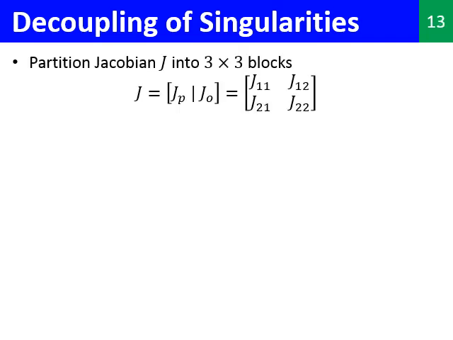Let's partition the Jacobian matrix into 3 by 3 blocks, and the left half you would call JP, where P is for position, and the right half JO, where O is orientation.